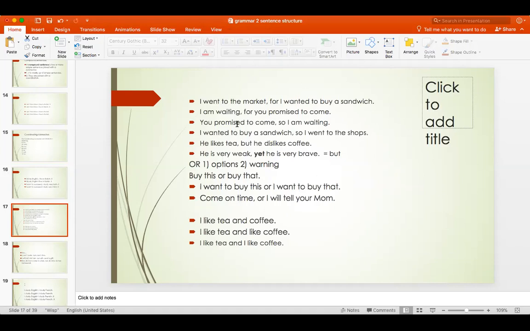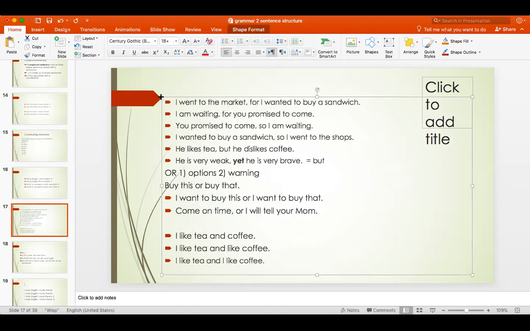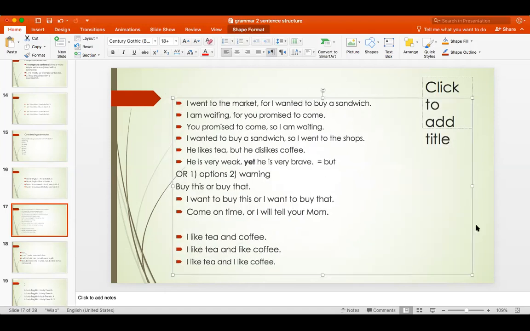So these are examples of simple sentences connected with FANBOYS, and then they become compound. I went to the market, for I wanted to buy a sandwich. For means because, but if you add because, the sentence has basically the same meaning, but it becomes a different type. It could become: I wanted to buy a sandwich, so I went to the market. I am waiting, for you promised to come.